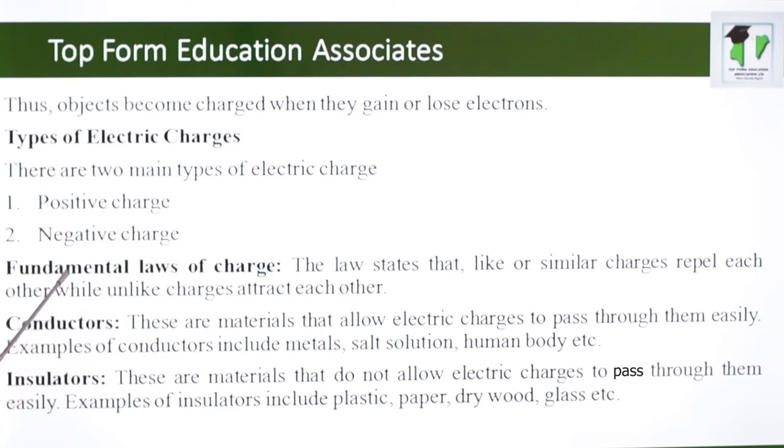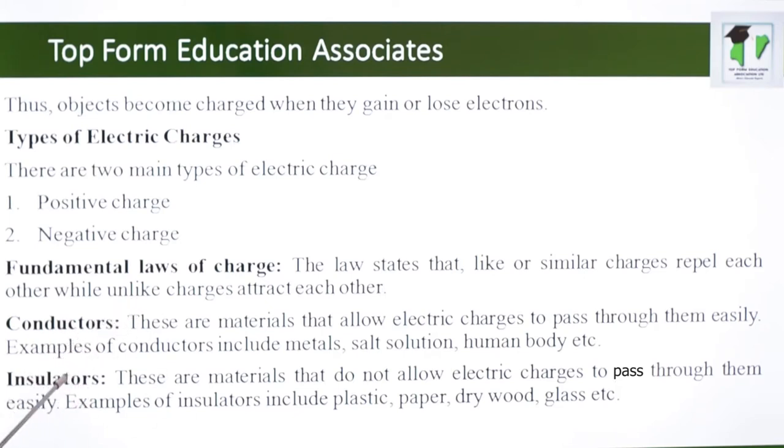Now, have this as some things we'll come across in this topic. We have conductors. These are materials that allow electric charges to pass through them easily. Examples of conductors include metals, salt solution, and the human body. So these materials allow current, electric charges, to pass through them easily, and we call them conductors.